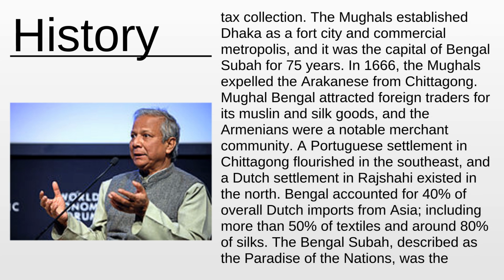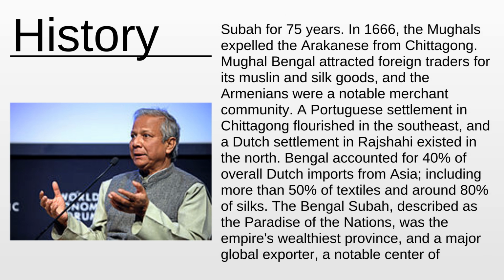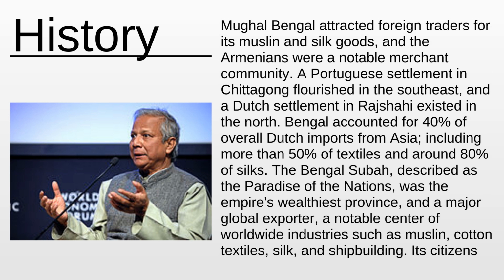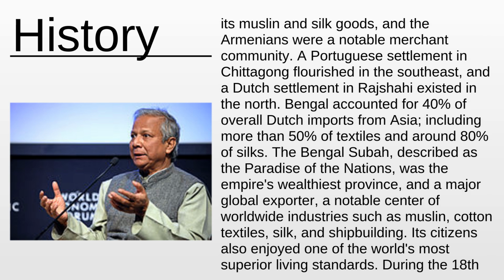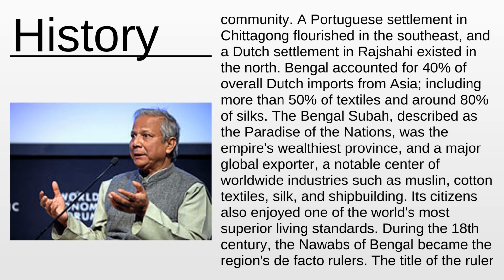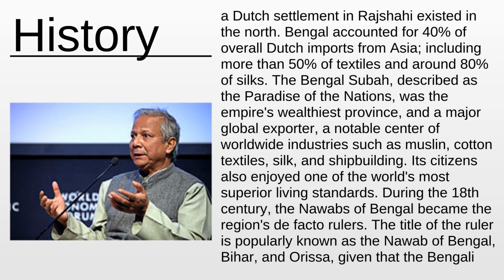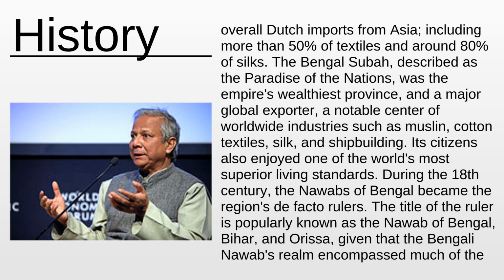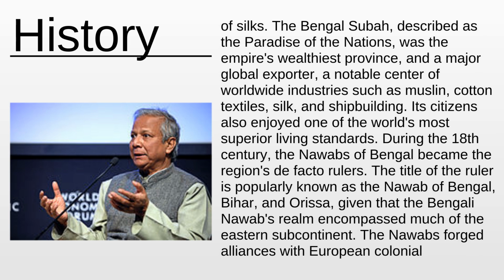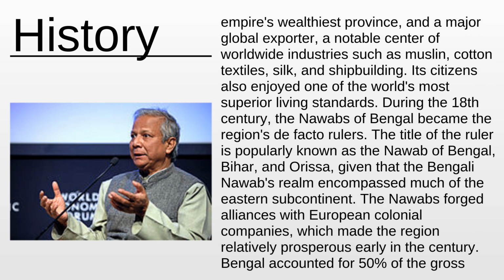Mughal Bengal attracted foreign traders for its muslin and silk goods, and the Armenians were a notable merchant community. A Portuguese settlement in Chittagong flourished in the southeast, and a Dutch settlement in Rajshahi existed in the north. Bengal accounted for 40% of overall Dutch imports from Asia, including more than 50% of textiles and around 80% of silks. The Bengal Suba, described as the paradise of the nations, was the empire's wealthiest province, and a major global exporter, a notable center of worldwide industries such as muslin, cotton textiles, silk, and shipbuilding. Its citizens also enjoyed one of the world's most superior living standards.